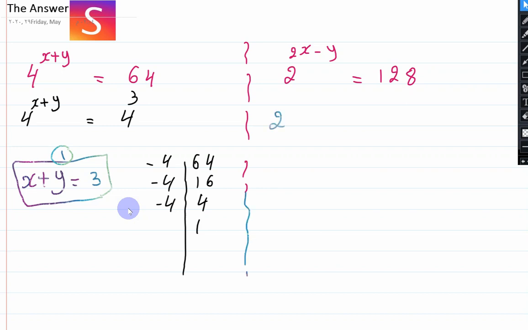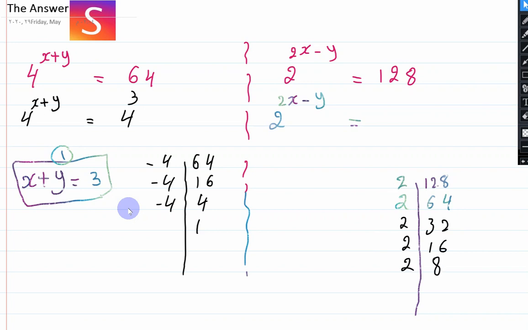Now for the other side, I'm going to do the same. I have 2 to the power 2x minus y, so I'm going to factorize 128 as 2 to the power what. I will do the same way: I take 128 divided by 2 because I need the base 2. So 128 divided by 2 is 64, divided by 2 is 32, divided by 2 is 16, divided by 2 is 8, divided by 2 is 4.